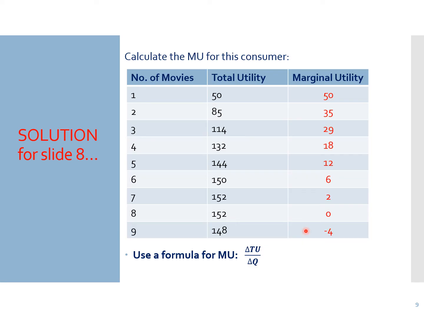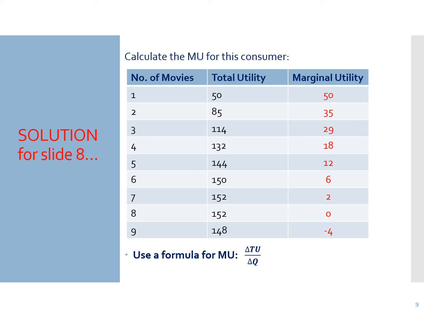Also, students, we need at this point to derive a formula for marginal utility. So here is your formula. Delta TU, the change in total utility, divided by delta Q, which is the change in quantity. In this case, the change in quantity is only 1. So if we go from 1 movie to 2 movies, that is a change of 1. And then from 2 to 3, again, a change of 1. You have to just pay attention to those changes because they will impact on your calculations.